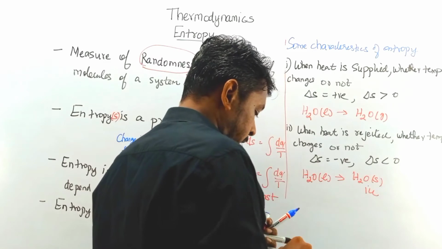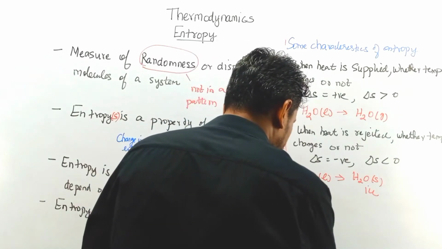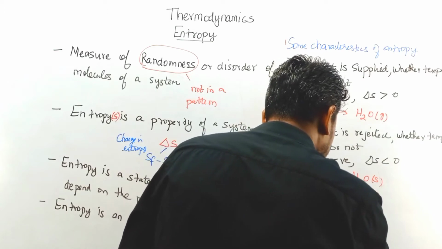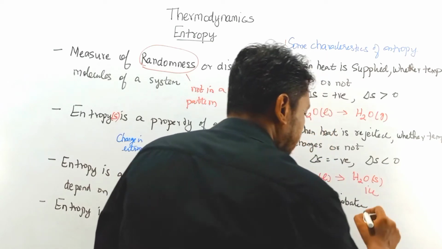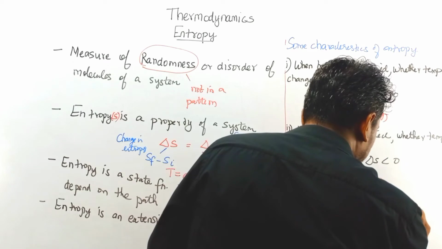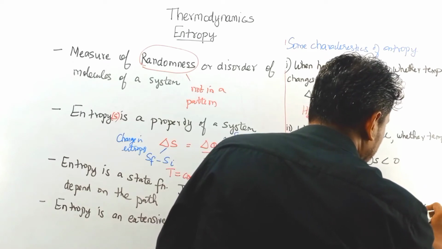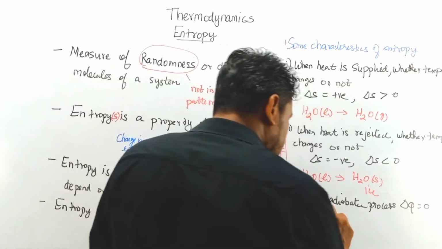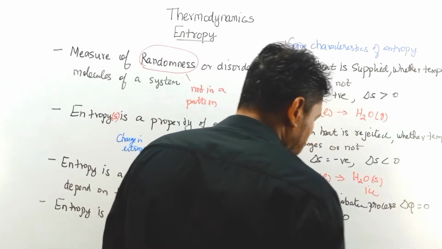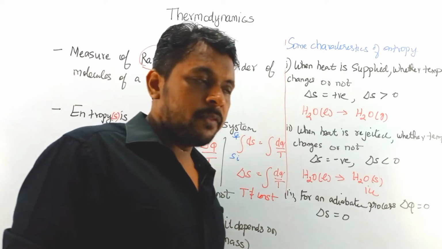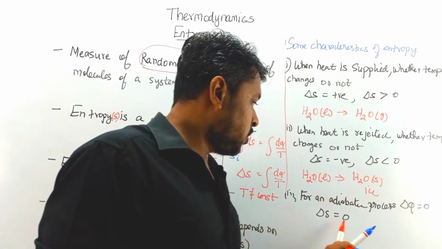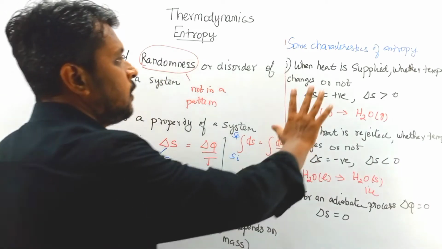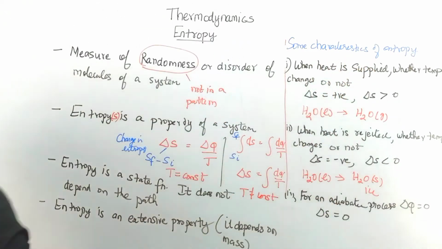Then we have another point. For an adiabatic process, where the change of heat is 0, in such cases we see that the change of entropy is also 0, because the initial value of entropy and final value of entropy are the same. So the change of entropy will be 0 for an adiabatic process. So these are some of the characteristics of entropy.